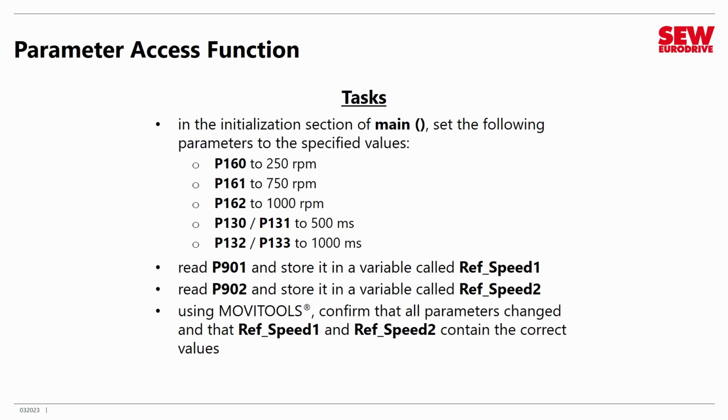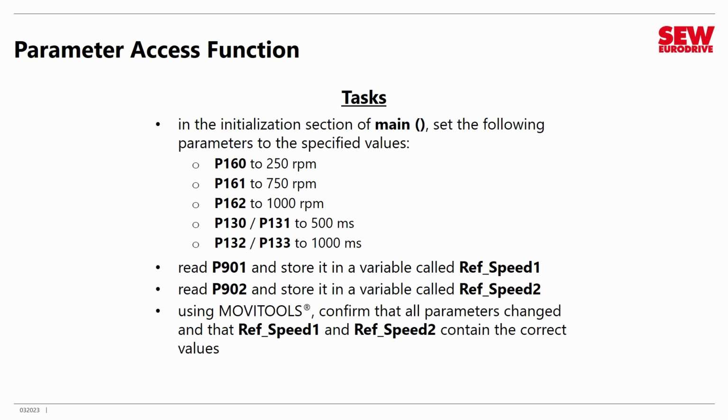Those are ramp values. Set P132 and 133 to 1000 milliseconds. Then, read parameter 901 and store it in a variable called refSpeed1. Read parameter 902 and store it in a variable called refSpeed2.